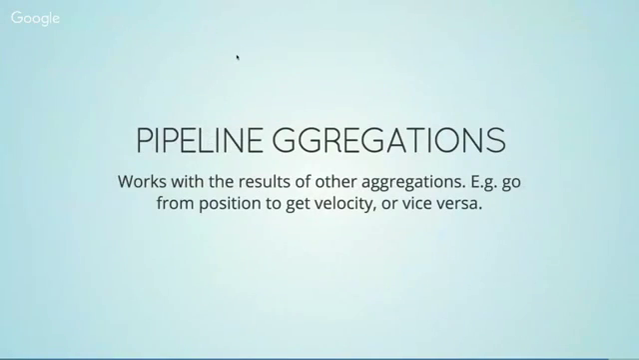Okay, there's also pipeline aggregations, which is what I just showed. So you can aggregate on the result of another aggregation. The example they gave at Elasticon for this was going from position to velocity or vice versa, or you can do things like making multiple levels of histograms. Oh, look, that's a spelling mistake.